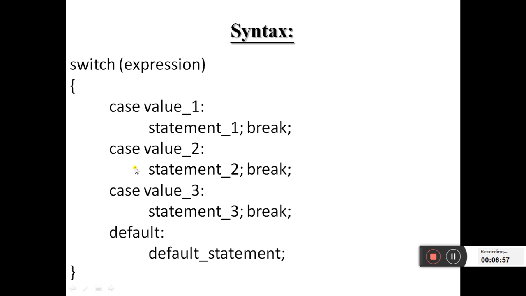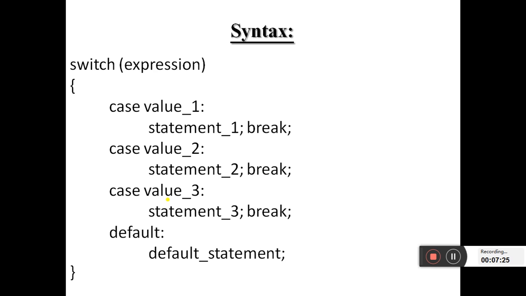Okay, case value 2, and this case value 2 will check with the expression provided by you. If the match is found with value 2, then it will execute statement 2, give a line break, and come directly out of the loop or statement block. But if no match is found, then it will return false.